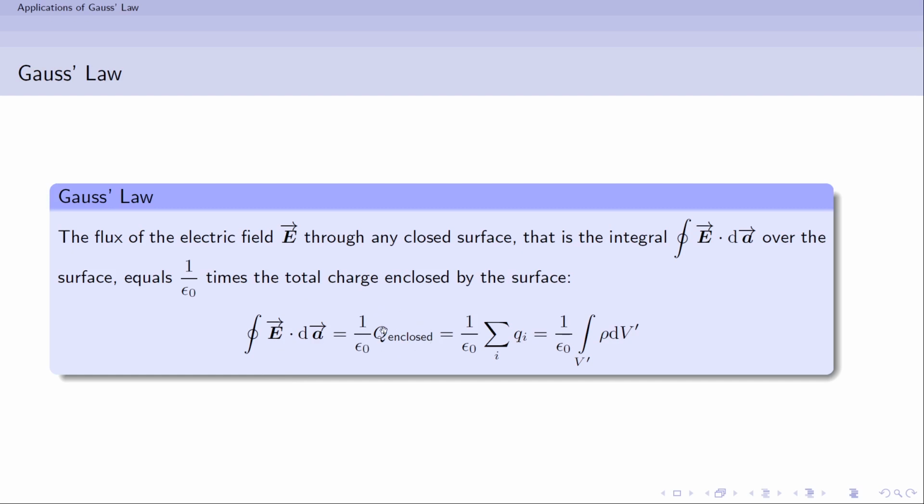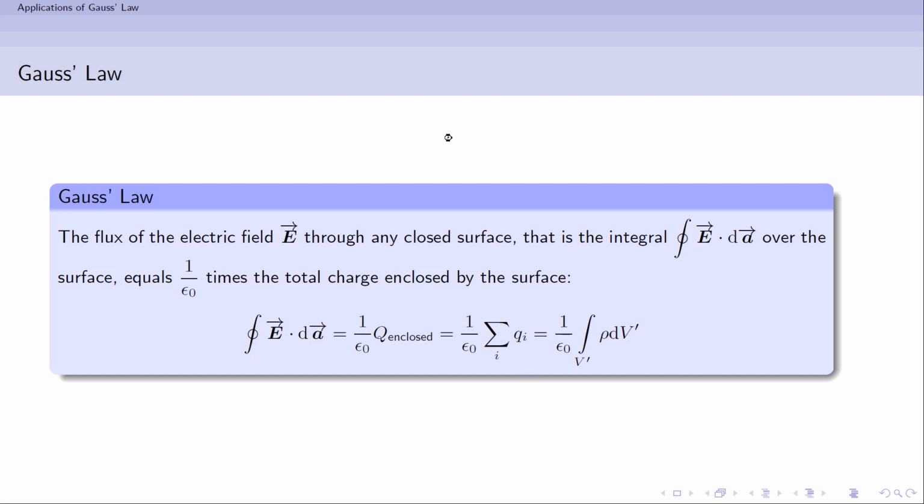The total charge enclosed, we could find it in any way, because it is independent of the actual nature of the charge. All that matters is the total charge. So we can find this Q enclosed either as a summation in case it's a discrete distribution, or as an integral in case it's a continuous distribution of charge.